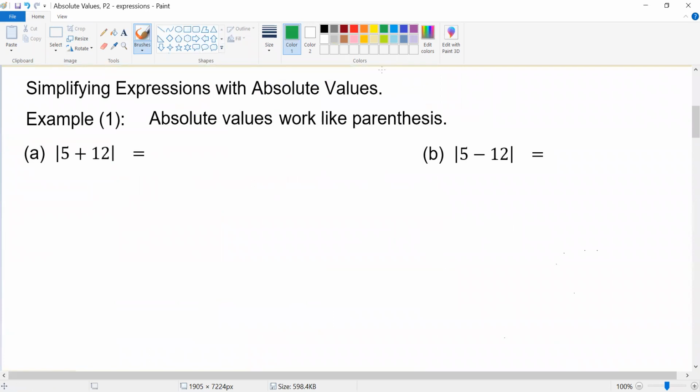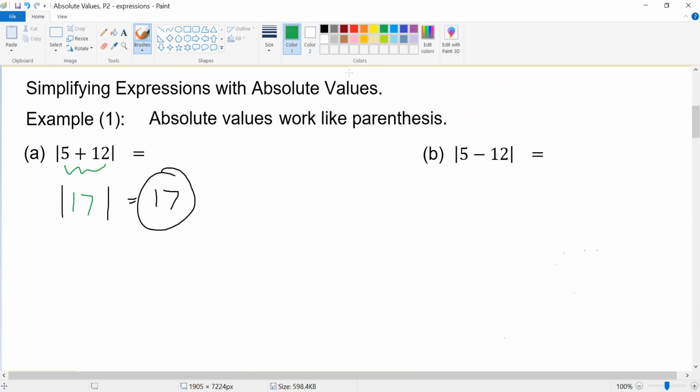In our first example, we're just saying, take care of the stuff in our absolute values. So in example 1a, we have 5 plus 12. This gives us 17. Then we remind ourselves we have not taken the absolute value just yet, so bring down the absolute value bars. What's the absolute value of 17? That's just positive 17.